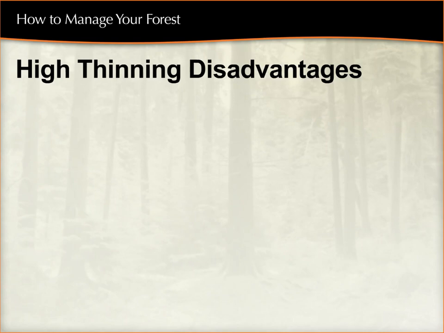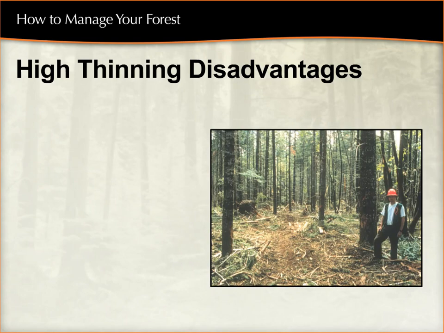But the high thinning approach has its disadvantages as well. Since a high thinning removes the bigger trees, it allocates site resources to the lower crown class trees, which may not be able to respond to the additional resources with a high rate of growth until they have enough time to build larger crowns.